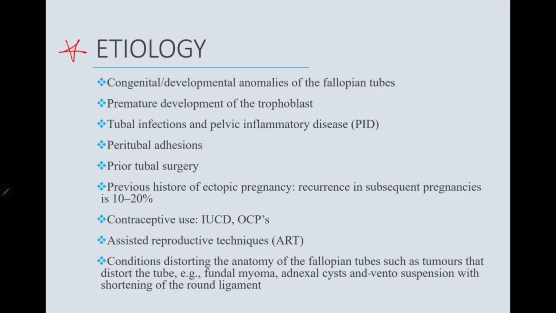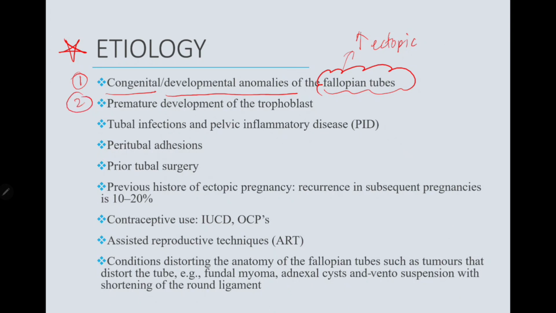Now let's move on to the etiology, which is very important. Now, why does this ectopic pregnancy occur? So first etiology is any congenital or developmental anomaly of the fallopian tube. Suppose the fallopian tube is congenitally not well developed, or there is any developmental or congenital anomaly of the fallopian tube, then it has a high risk for developing ectopic pregnancy. So this is the first etiology, that is anomalies in the fallopian tube.